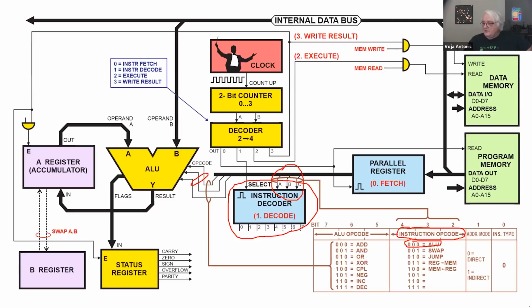Here you see the choice of ALU operations and so on. And if it's some other instruction, then these 3 bits are fed to some other part of the computer, some executive part.